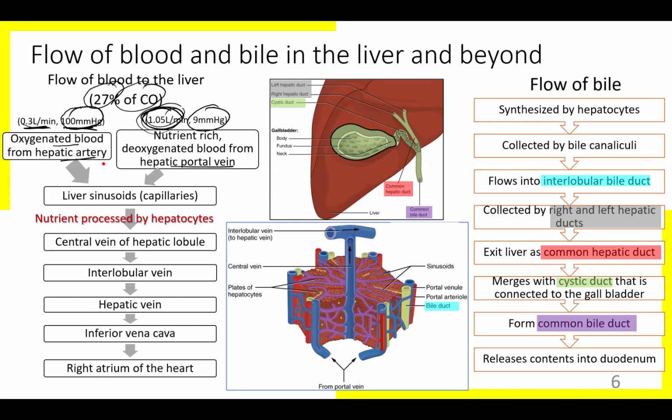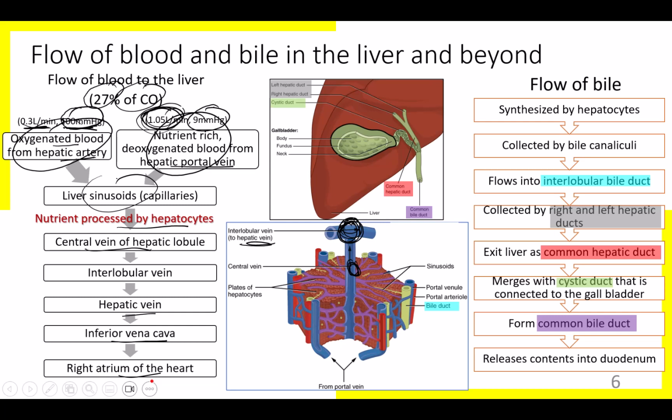And so the two sources of blood combine. We've got oxygen to help fuel metabolism. We've got the nutrient-rich blood that is the source of raw materials to make fats, proteins, and carbs. They get processed by the hepatocytes, and then the blood leads through the central vein of the hepatic lobule over here, in through the hepatic interlobular vein, to the hepatic vein, in through the inferior vena cava, through to the right atrium of the heart. So that's the flow of blood as it goes through the liver.